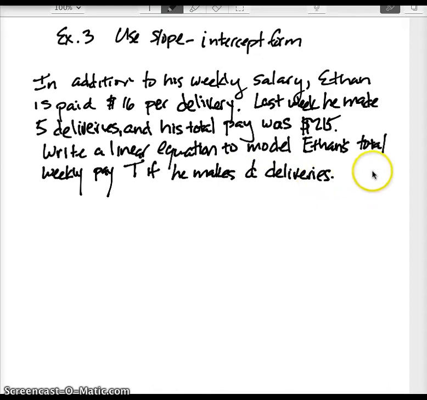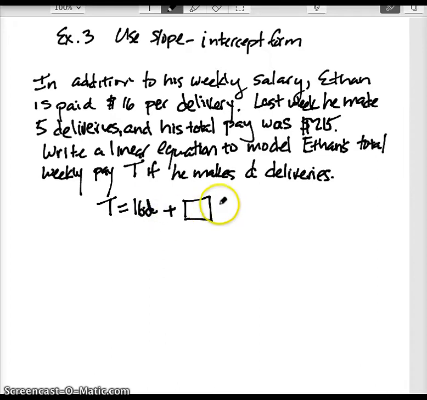I know at first this doesn't seem like a slope-intercept form equation, or it doesn't seem like it lends itself to that, but it really, really does. So first, let's think about it. The amount that he gets paid, let's call it T, is dependent on 2 things. First, the amount of money that he gets per week, which we didn't talk about, and then the amount of deliveries that he makes, but he's getting $16 per delivery. So we're going to do 16 times D.